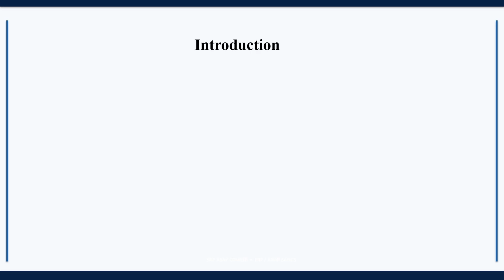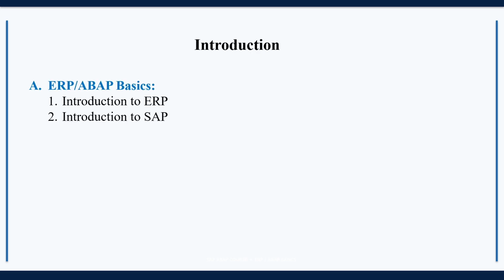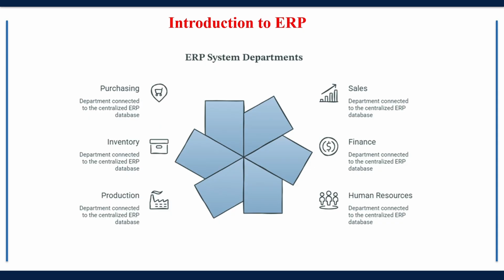First, start with the introduction. Here we will cover these topics in the introduction. Introduction to ERP. See, in this slide, every department is connected to the ERP database, like purchasing connected to the centralized database, inventory connected to the centralized database, production, sales, finance, human resources, and all the departments connected to the centralized ERP database.